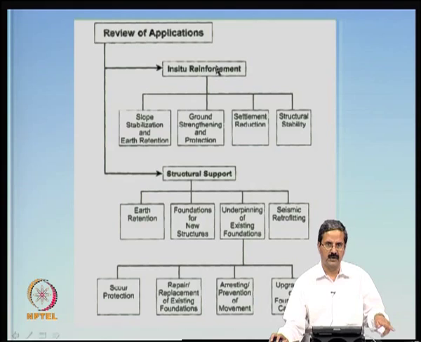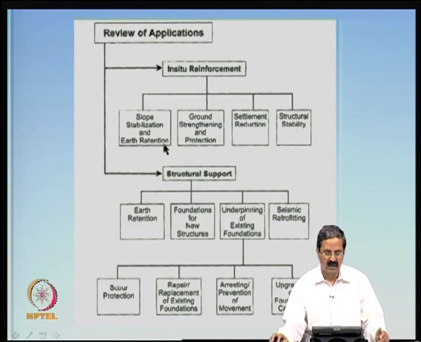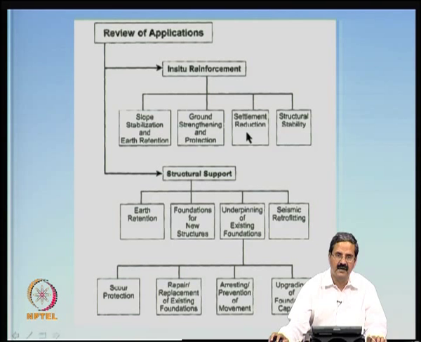Suppose you put micropiles or piles along the slip surface, the failure surface, the possibility is that the failure surface will not develop. Earlier there was a failure surface that was occurring, but once you put these micropiles, it will not happen. So, we stabilize the slopes using micropiles. We call it slope stabilization, earth retention, ground strengthening and protection, settlement reduction. In fact, there is a possibility that there is a lot of settlement, but if you introduce these micropiles, settlement can be controlled, and structural stability as well. That is in the case of reinforcement, in situ reinforcement, we call it.